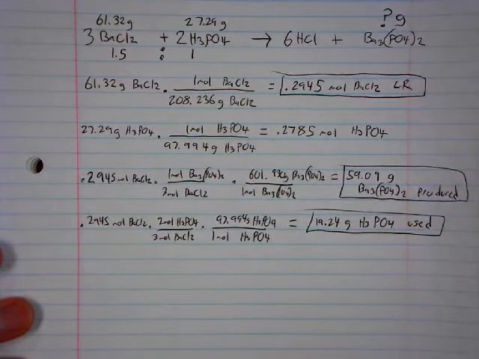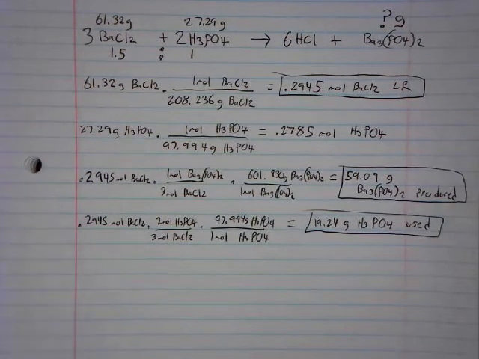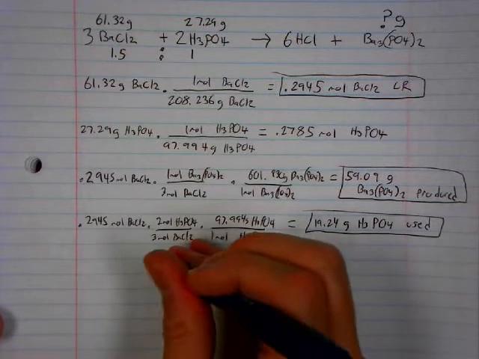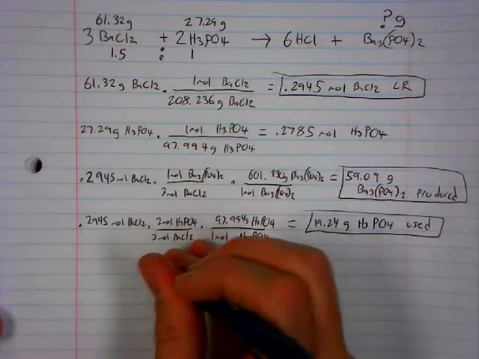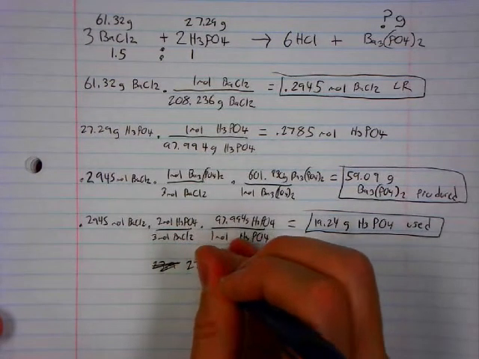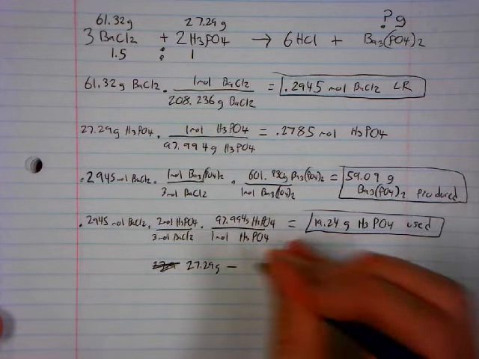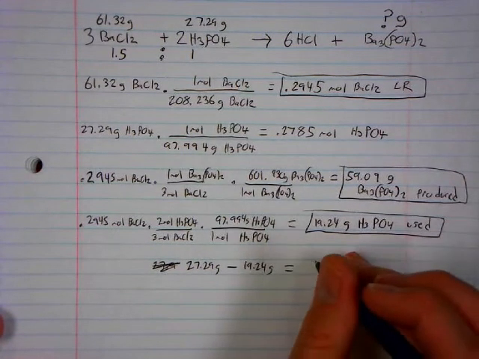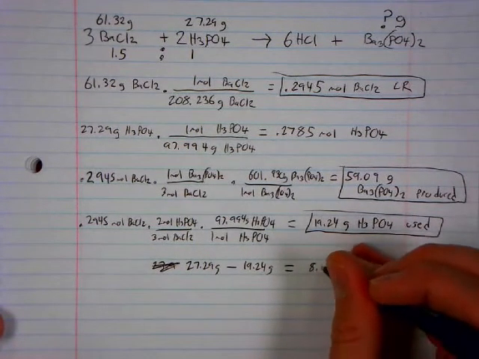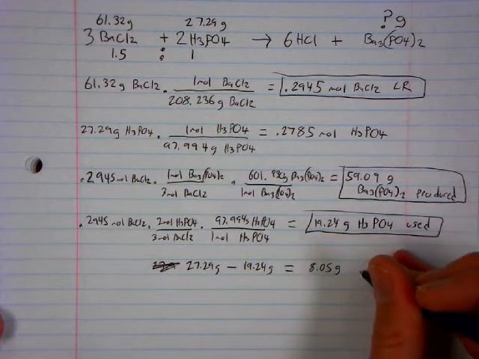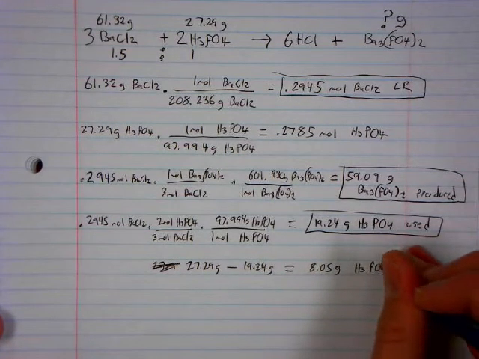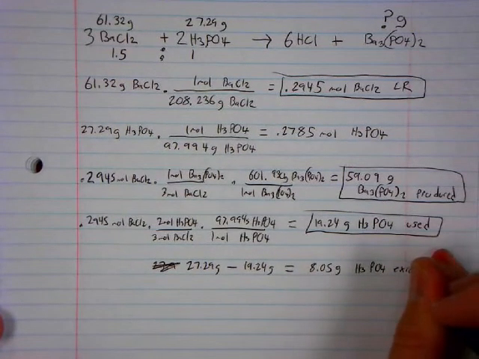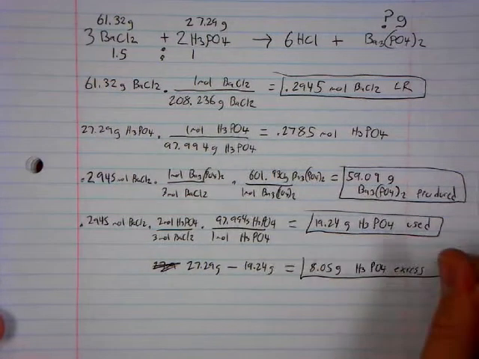That is not my excess. To get the excess, I have to subtract, right? So I'm going to take my 27.29 grams minus 19.24 grams. And for excess, I got 8.05 grams of H3PO4 excess. Is that what you had?